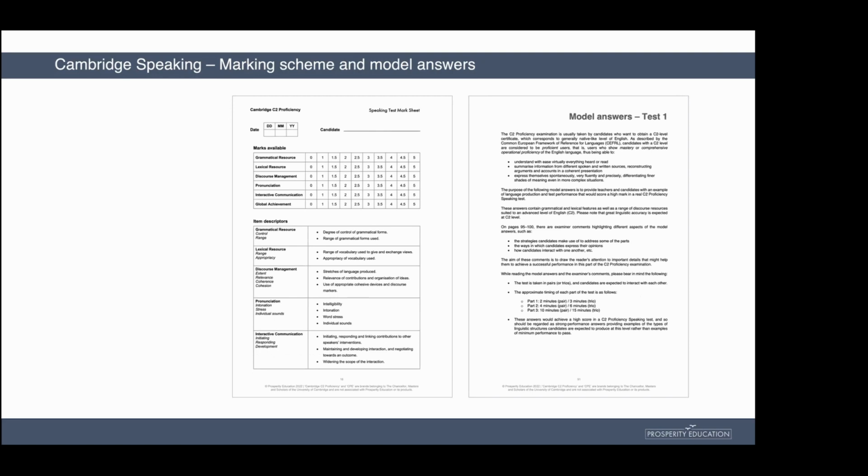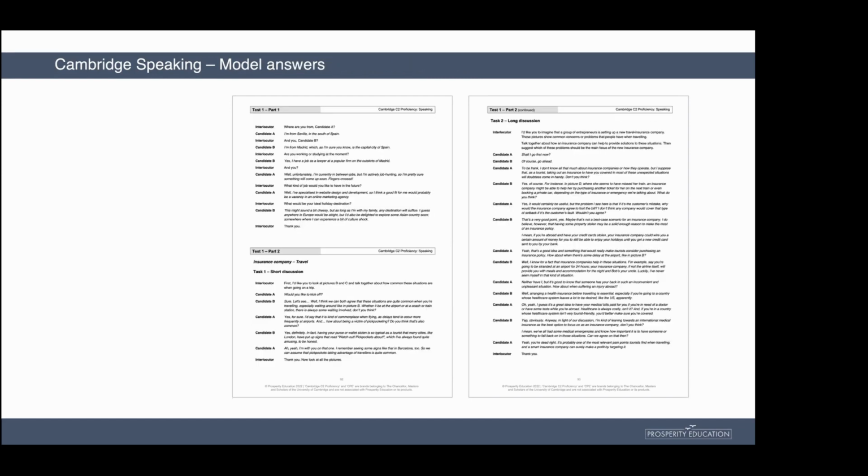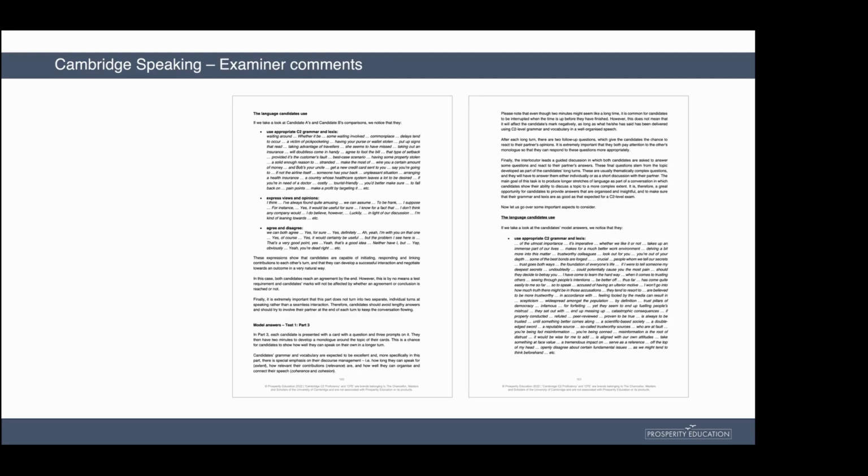So one of the 10 tests in each book comes with a section of model answers, how the questions could be answered by the students, by the candidates. And here is an example of that model answer test. But what we believe adds further value is that in addition to the model answers, examiner comments are given on those answers. So each test is broken down in terms of how the candidates answered and what was valuable within those answers.